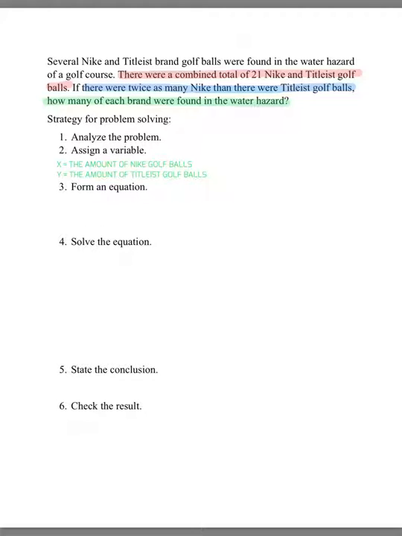So we'll go ahead and start off with the first one. There were a combined total of 21 Nike and Titleist golf balls. So combined total is an indicator of addition. So we're going to have a sum. And now, what are we summing up? Well, the number of Nike and Titleist golf balls, which is represented by variables X and Y. And what is that supposed to be equal to? Well, it's supposed to be equal to 21. So there we go. That's going to be our first equation.